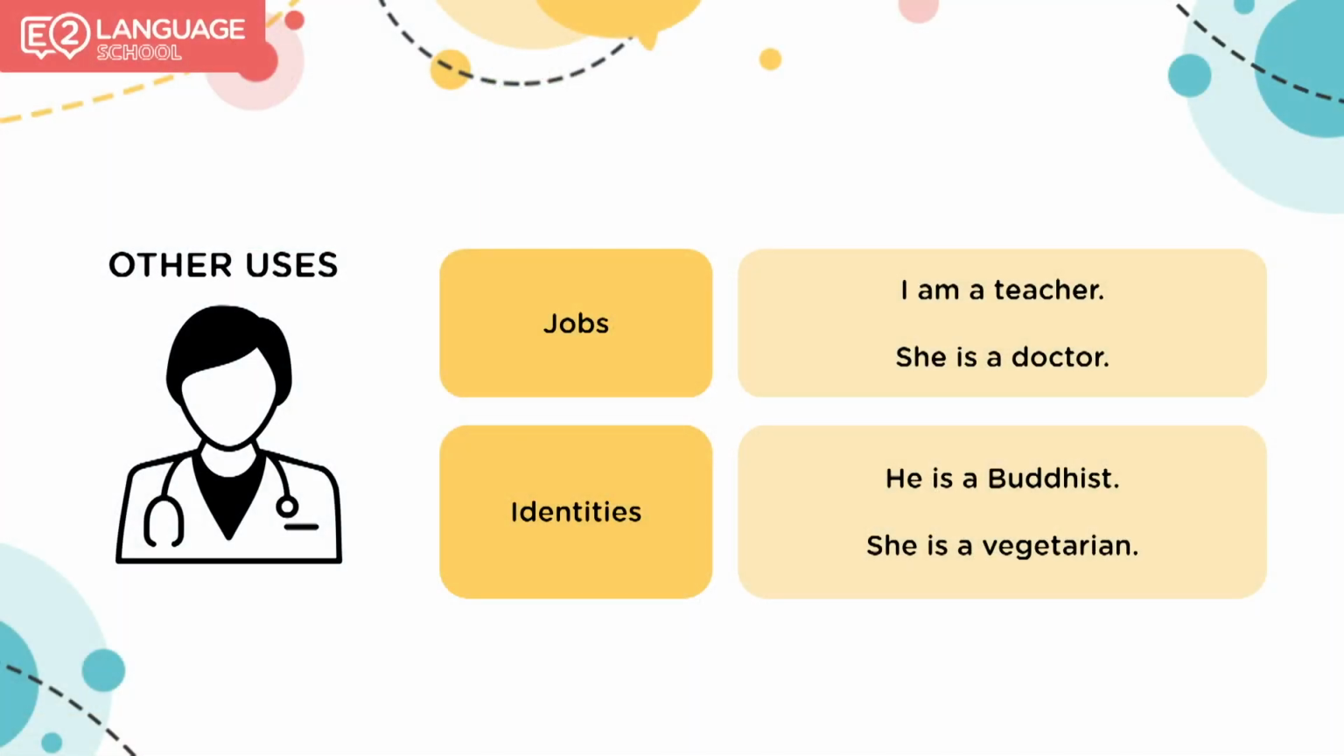Now, we can also use a and an for measurements and nationalities. Now, this video won't go into detail on these other uses.